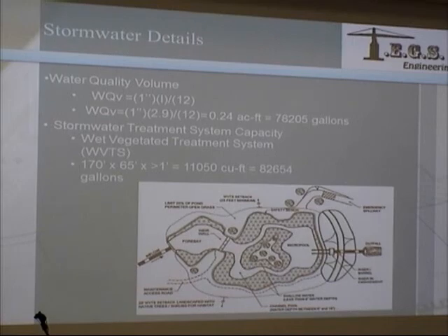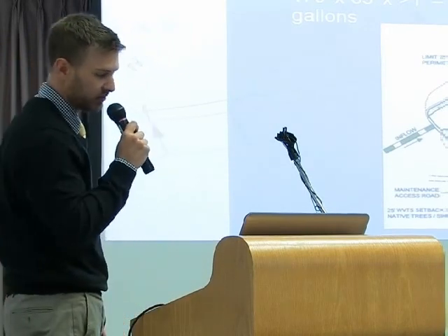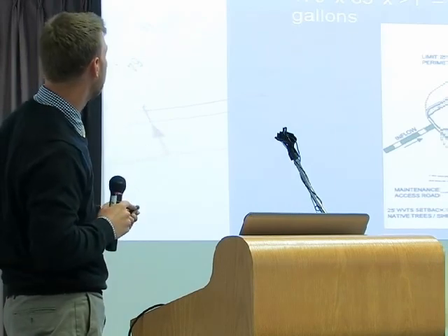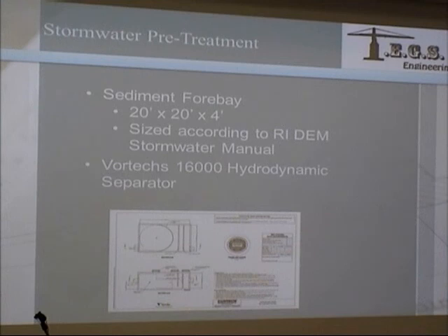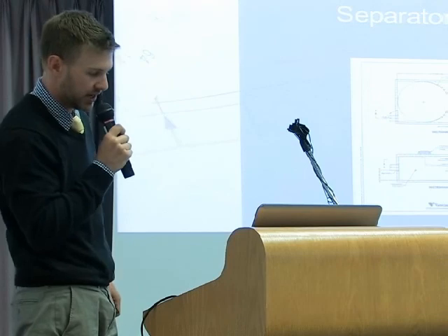This is the amount of stormwater runoff which is required to be treated on the site. The WVTS was sized to have a capacity of over 82,000 gallons. Directly upstream was a sediment forebay. To meet the Stormwater Manual Section 5.2, the forebay must have a capacity of 10% of the water quality volume. To meet this sizing requirement, we sized the sediment forebay at 20 feet by 20 feet by 4 feet deep. This would give us a design sizing capacity of almost 12,000 gallons.